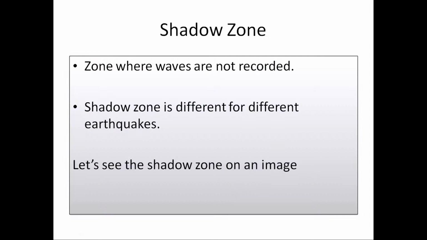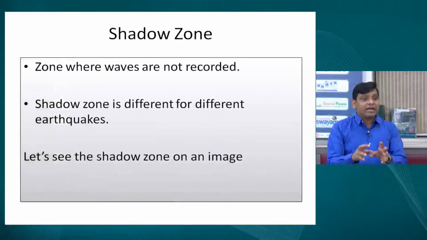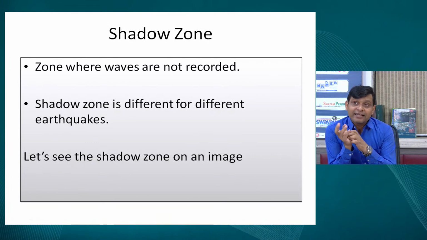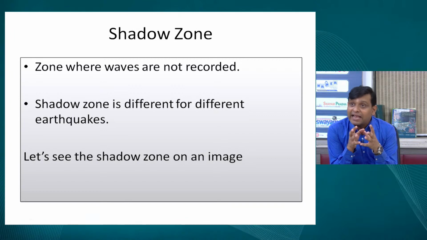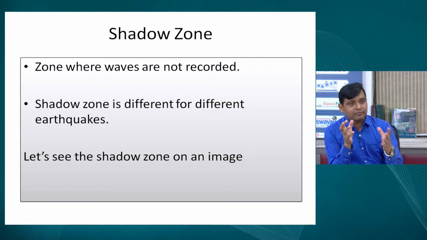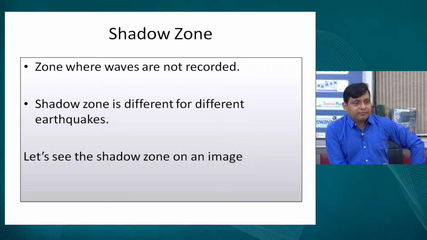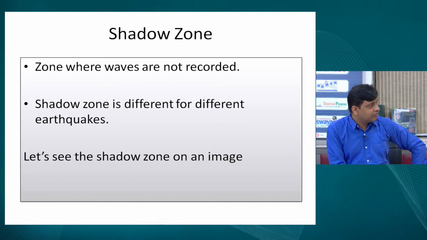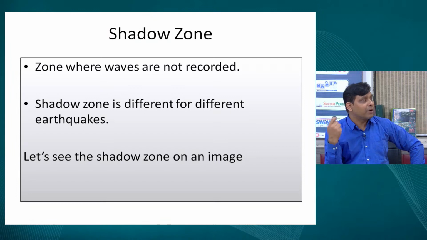So, shadow zones. What are shadow zones? As I told you, P waves can travel through all mediums: solid, liquid and gaseous stages. But S waves can travel only through solid stage. So liquid and gaseous stages, they will not be able to travel, and when they are not able to travel, they will not pass.